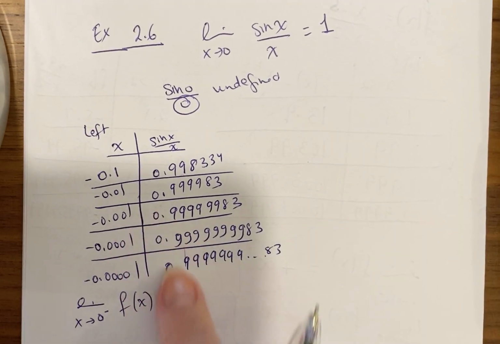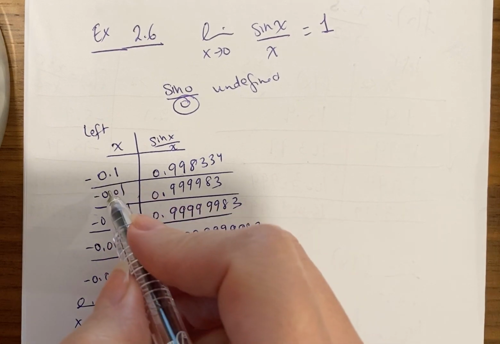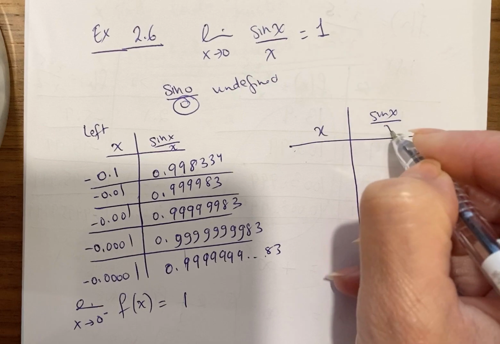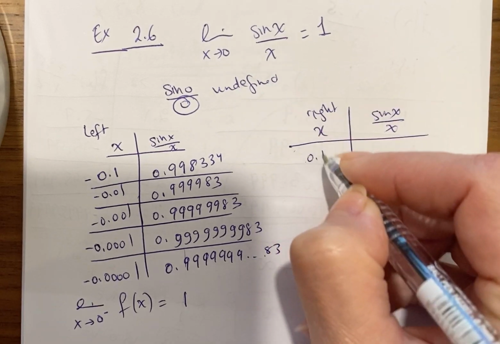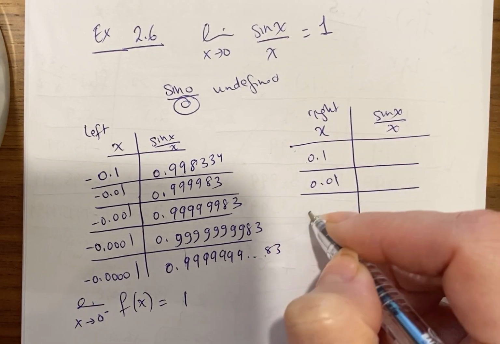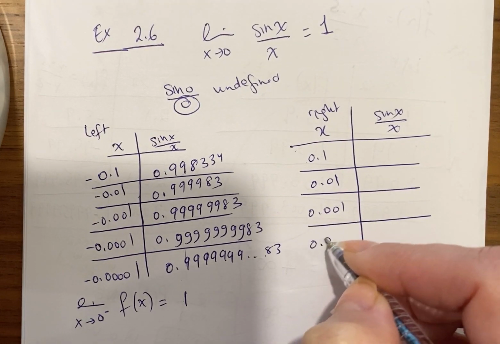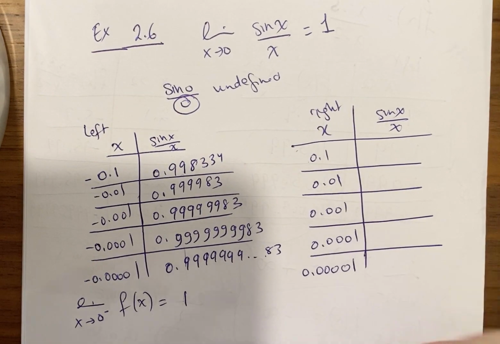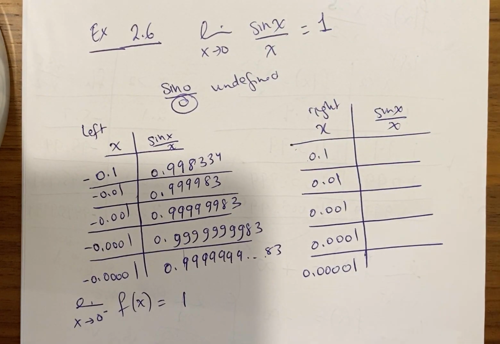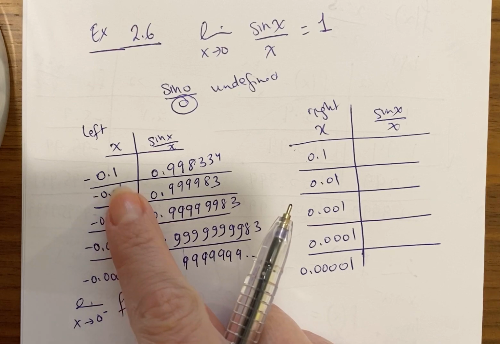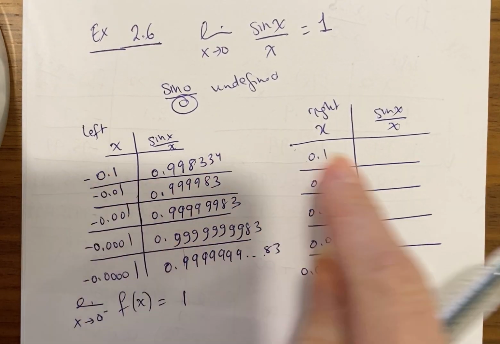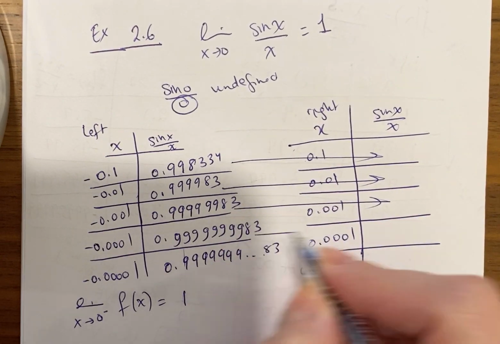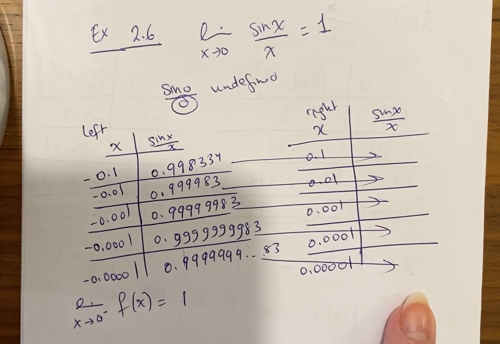Now if I do exactly the same thing from the right, meaning 0.1, 0.01, 0.001, 0.0001, and 0.00001. Since sine x over x, if I put a negative number in it, will give the same value, those two will have exactly the same value. So I'm not going to copy them, just not to waste time. You will notice that you will get the same answers here.